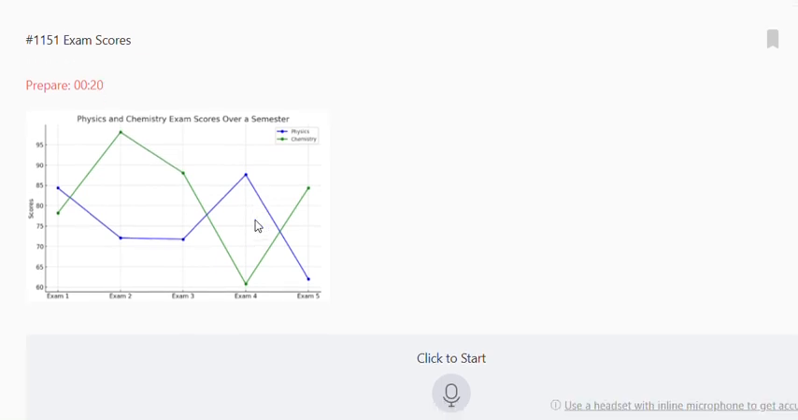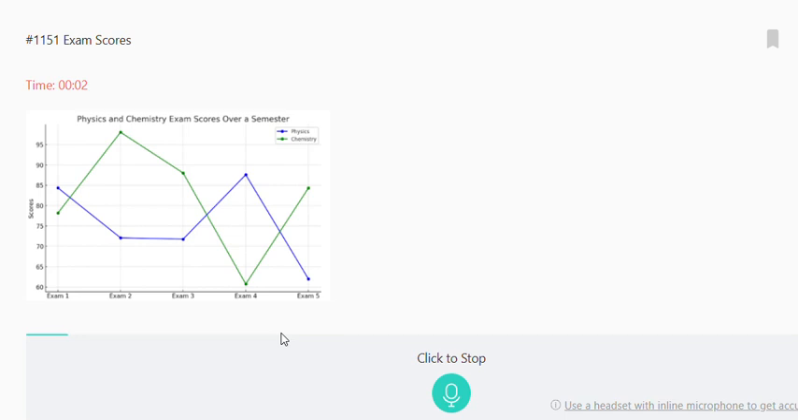Hello everyone. Let's do some describe image practice for the PTE exam. So here we got a line chart. Physics and chemistry exam scores over a semester in different exams 1, 2, 3, 5. Score 95. Green is chemistry and this is physics.